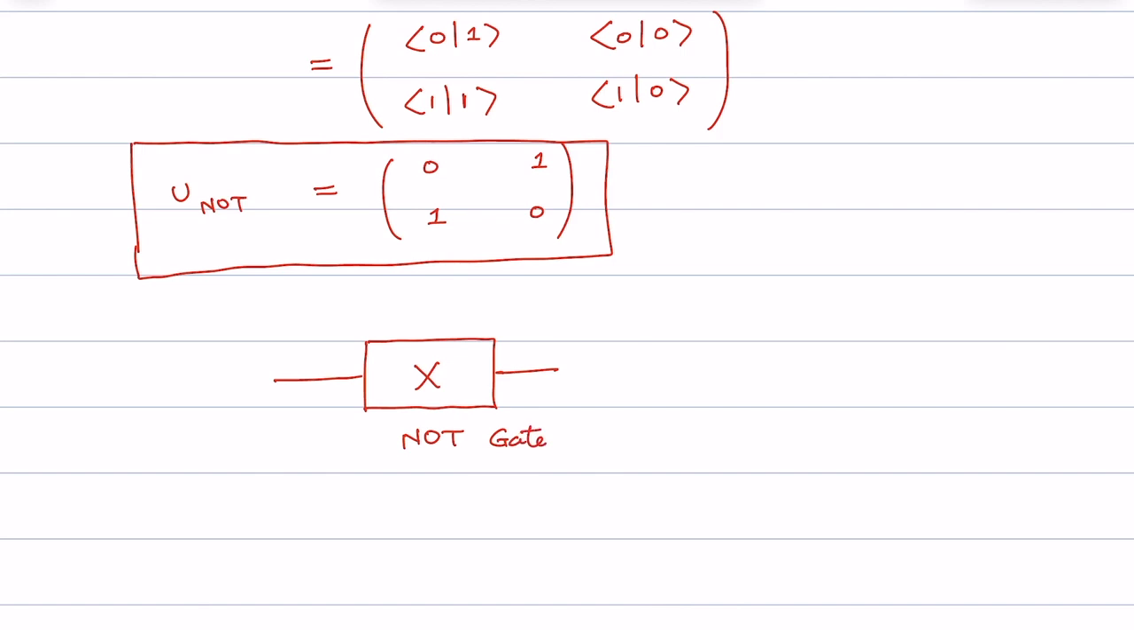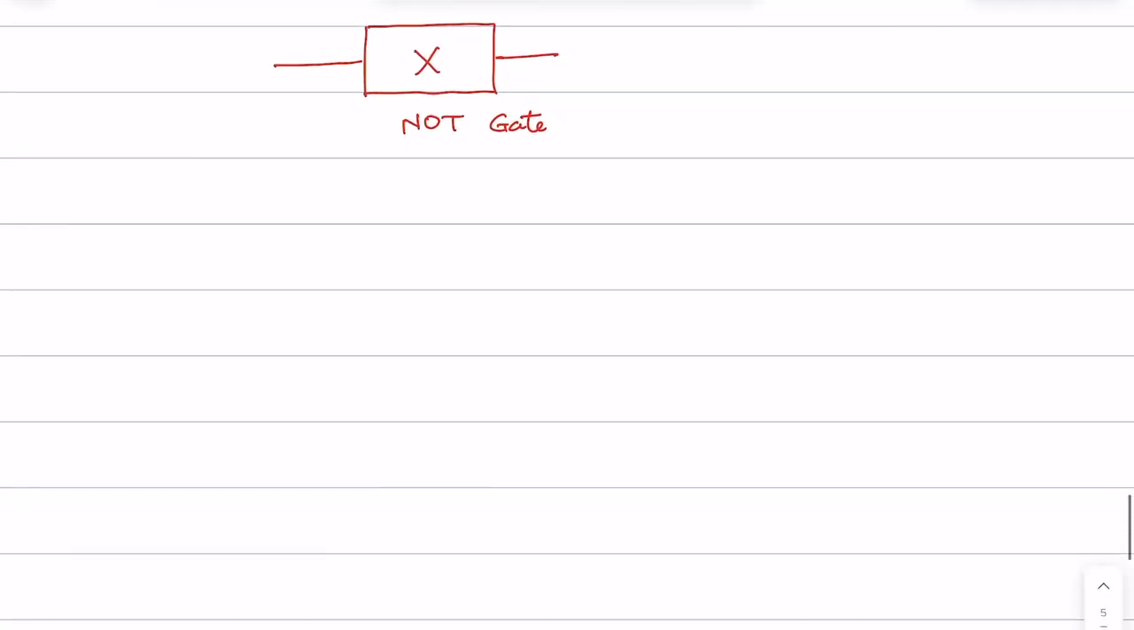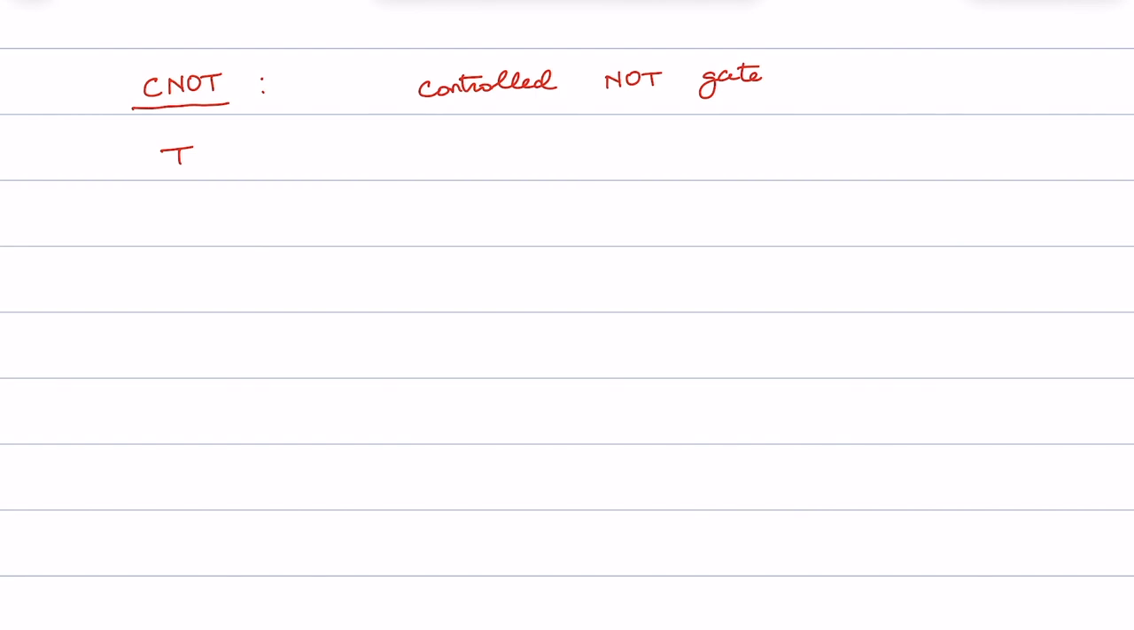Now there is another gate that is very interesting, and that, as I mentioned, is the so-called CNOT gate. Using this quantum gate, one can obtain entangled quantum states, and CNOT means controlled NOT gate. It is a 2-qubit gate.